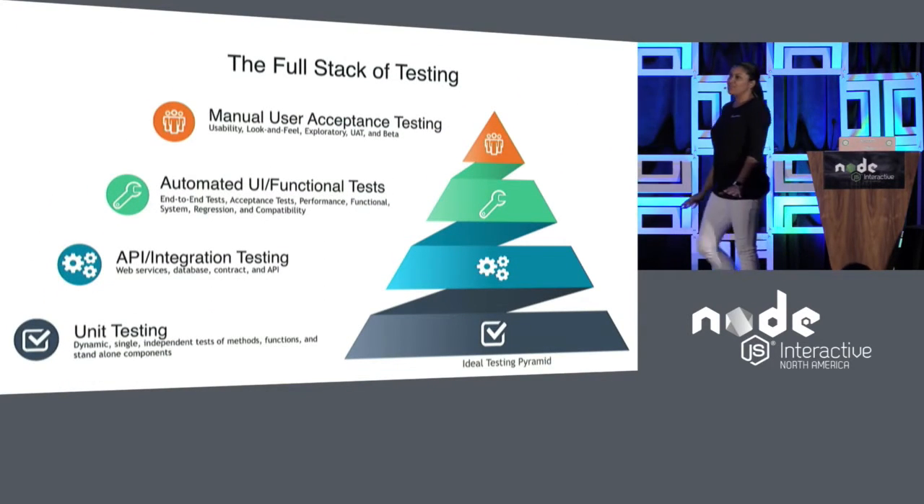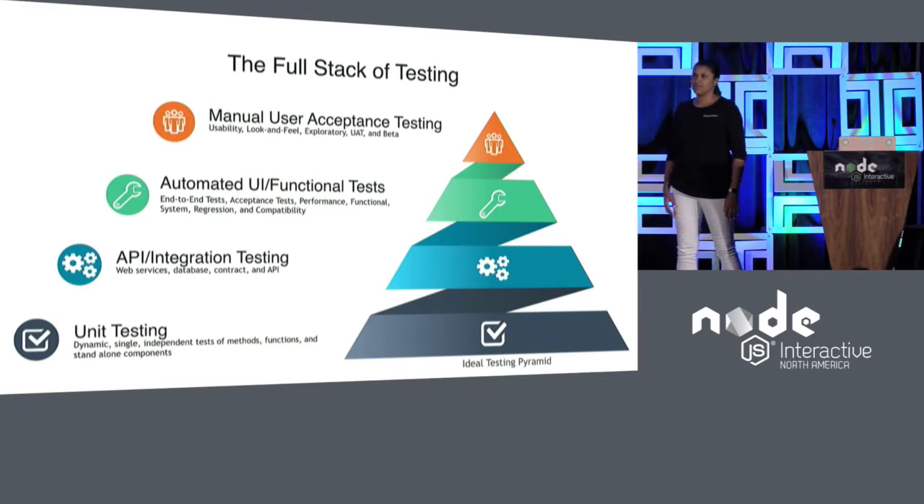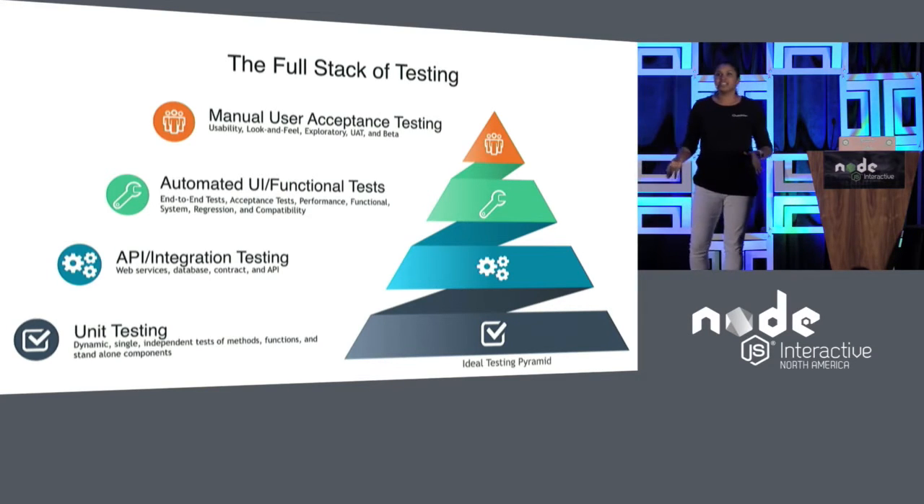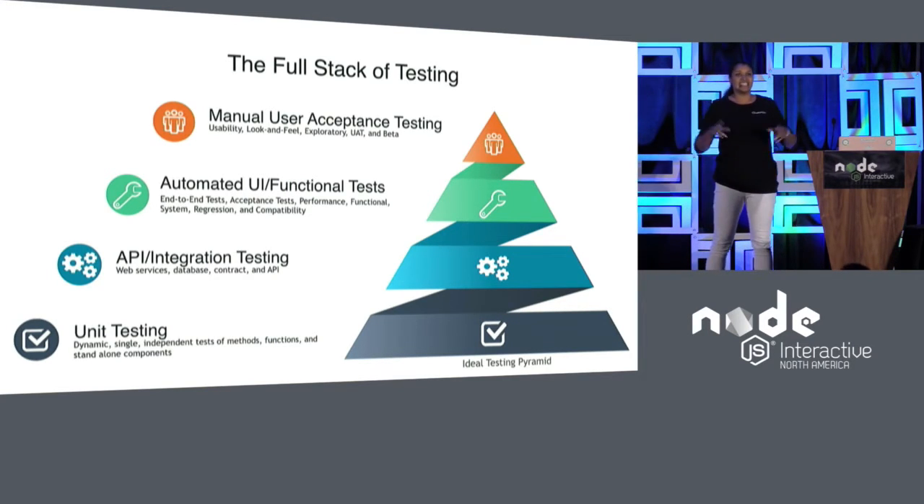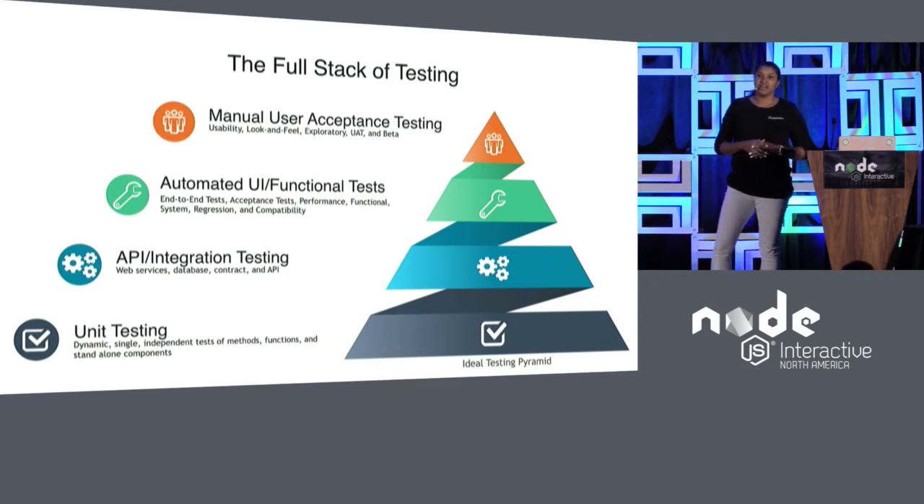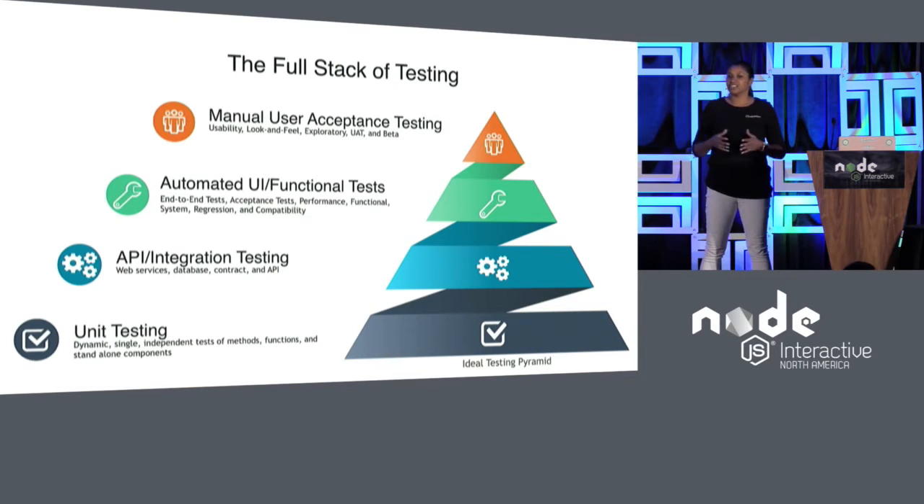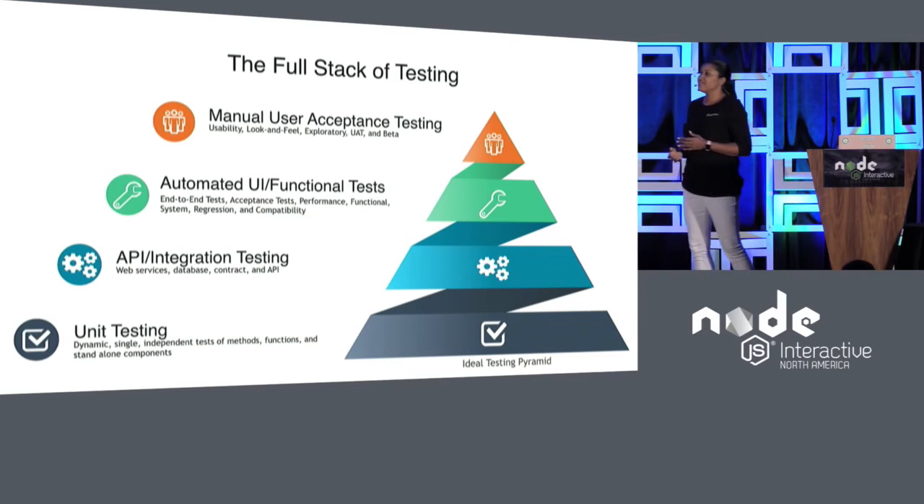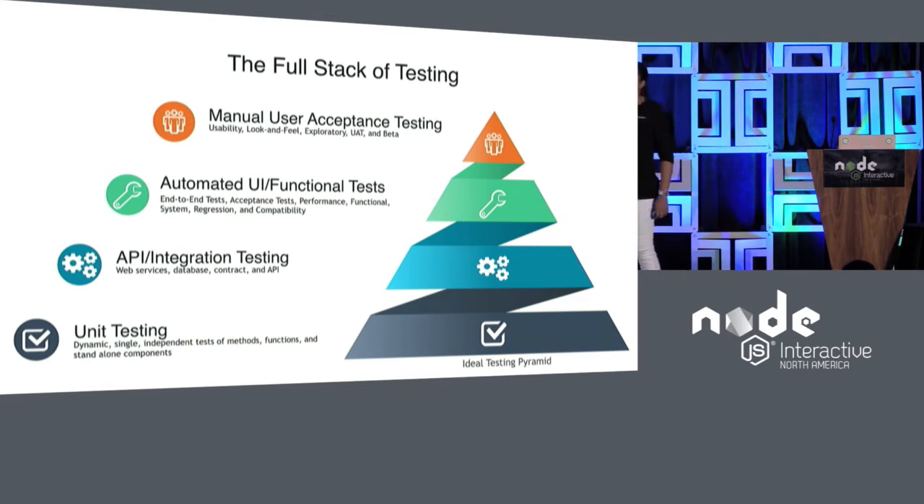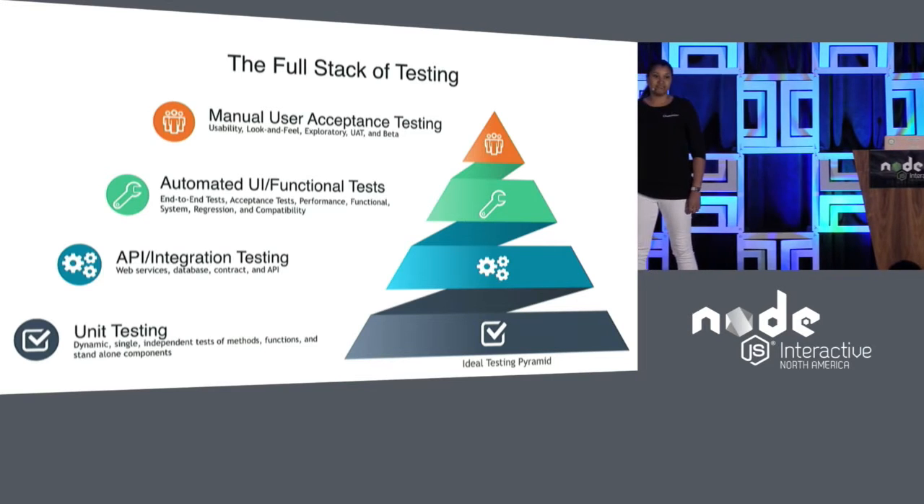So how many of you have seen the testing pyramid before? Does that look familiar? So the testing pyramid represents the quote unquote ideal distribution of test cases, starting with unit tests being the majority of your testing, followed by API and integration tests, automated UI and functional tests, and as little as possible, having manual tests.